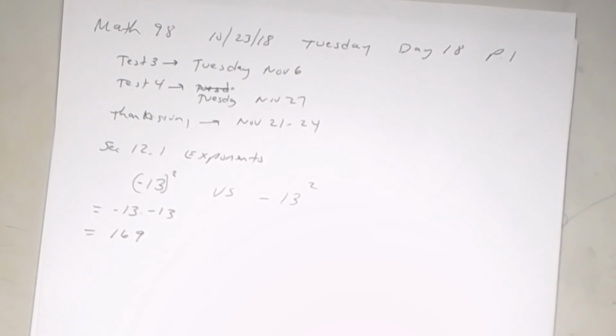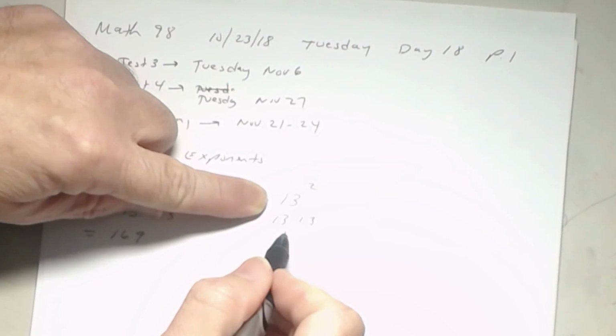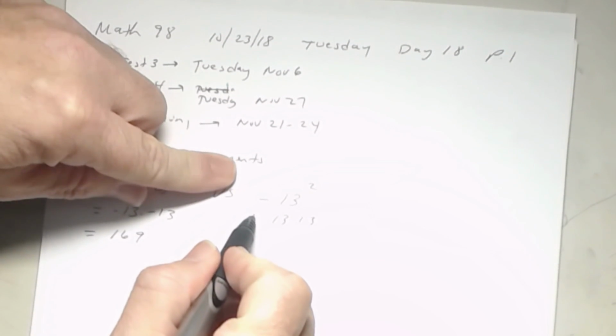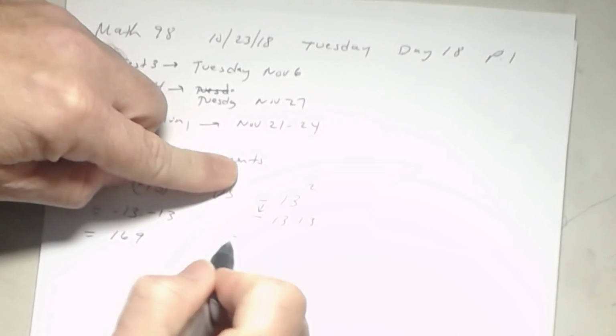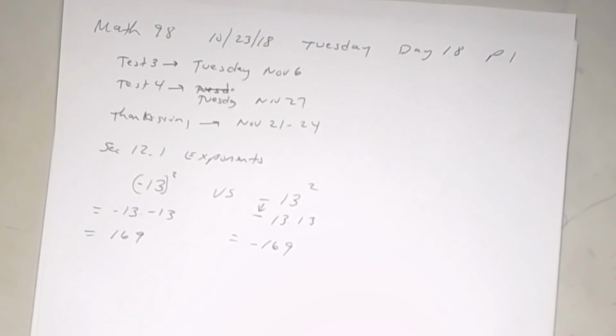All right, now on the right, what's the exponent? 2. What's being raised to the second power? 13 only. 13 is the only thing being raised to the second power. So what's the base? 13. So that means 13 times 13. But whatever that is, I have what in front of it? A negative. So you just bring the negative down. So what's the answer here? Negative 169. Okay, so that's one of those that students sometimes mess up on.